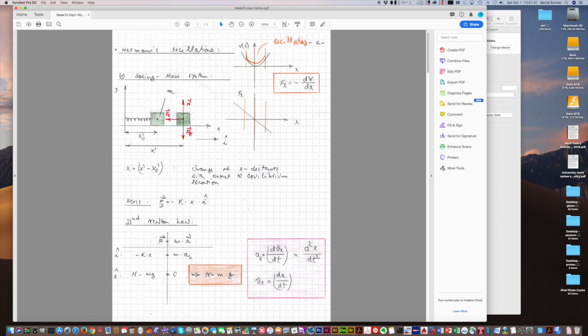Positive unit vector direction to the right here, free body diagram here, the restoring force Fs is always to the left here, or, well, for positive x, which is here minus k times x times unit vector i here.